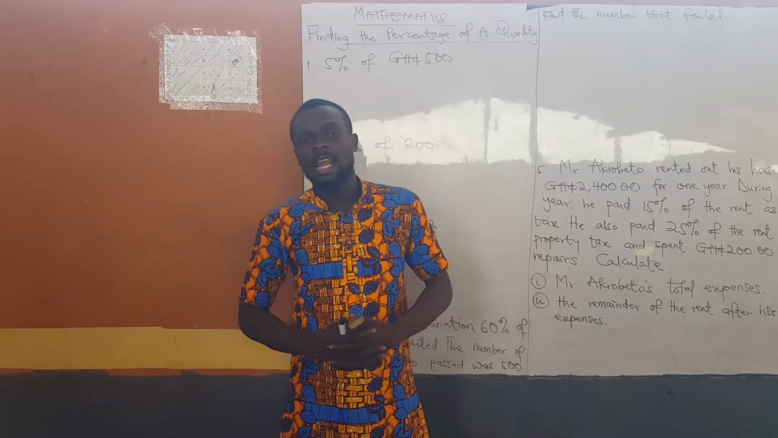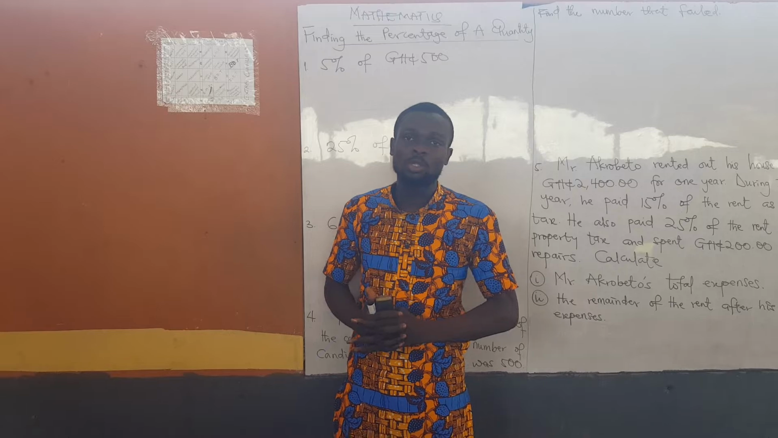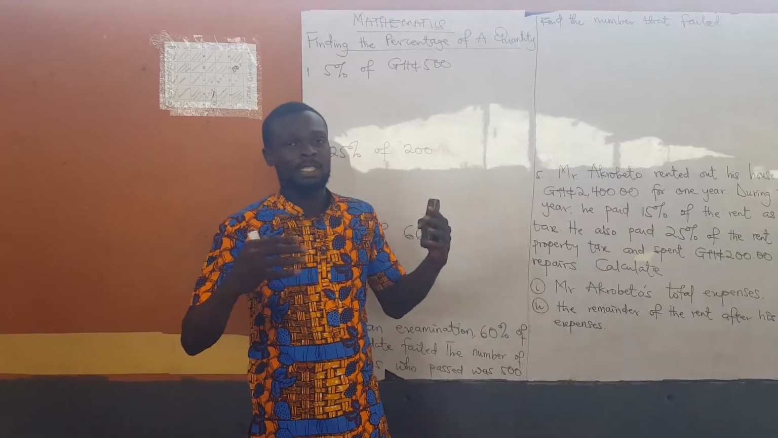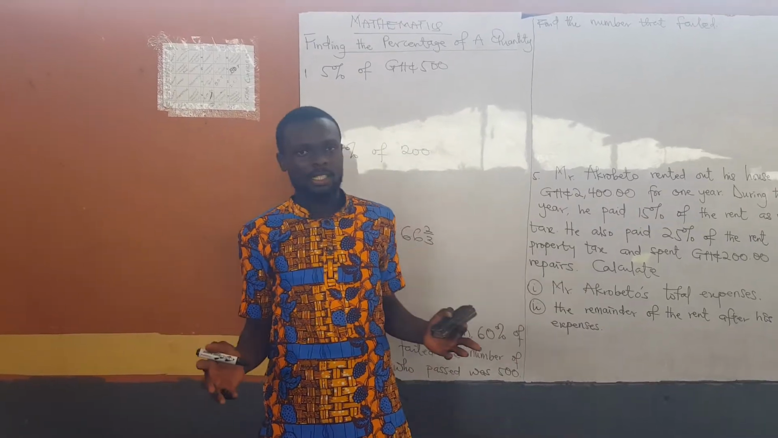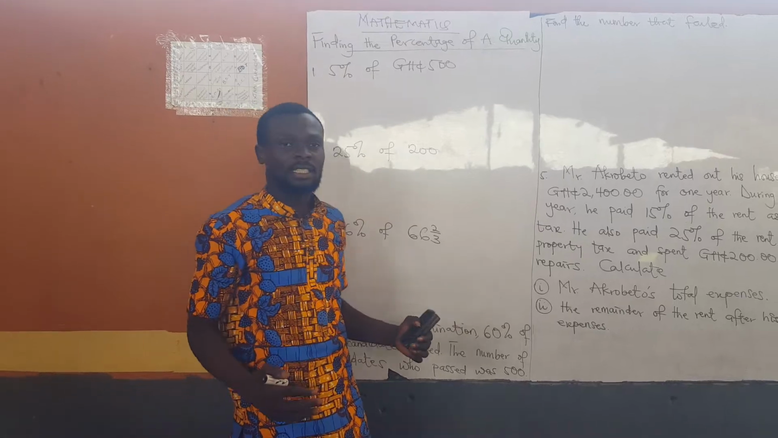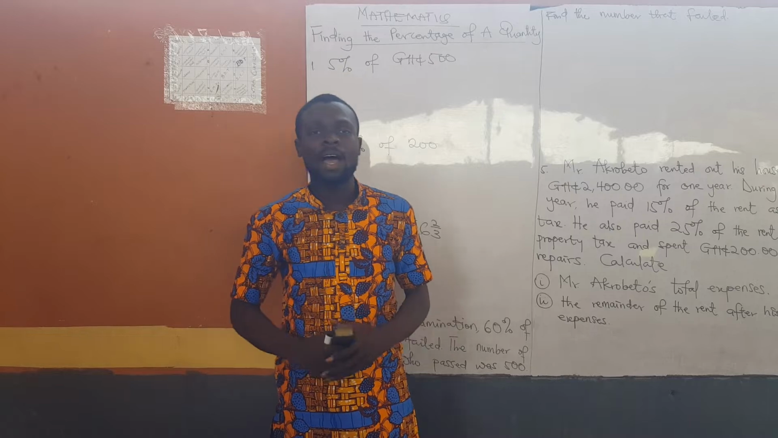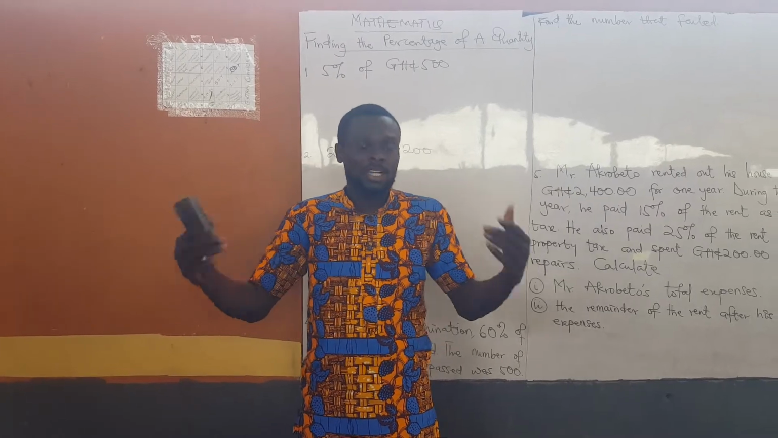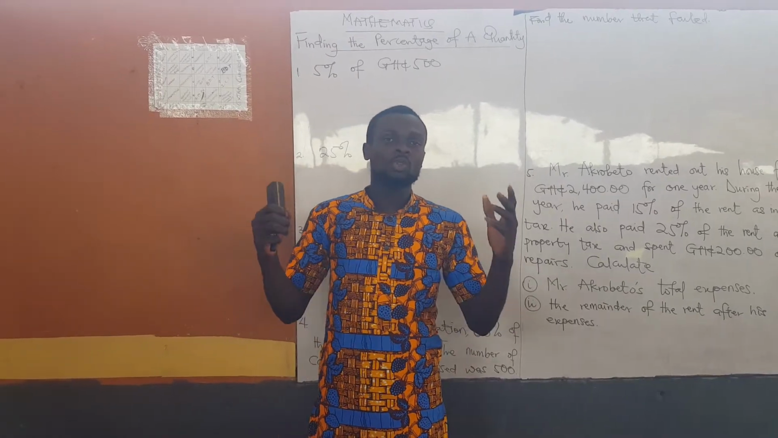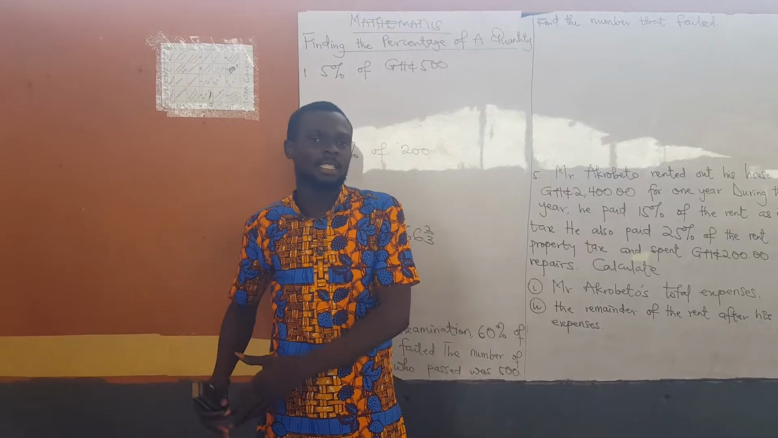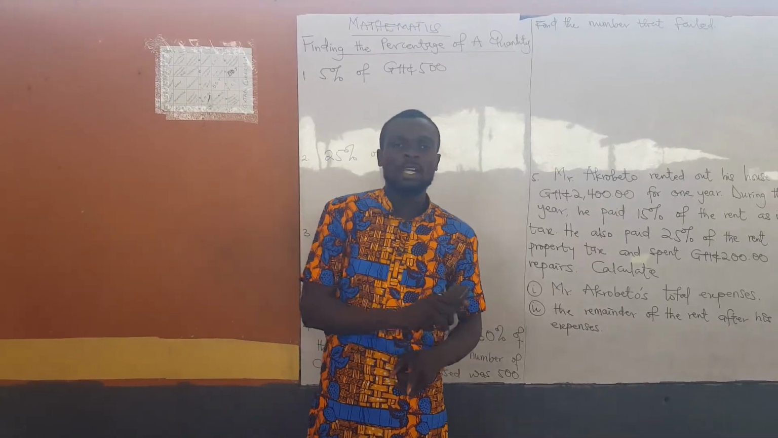Just as we started last week with percentages, today we want to look at finding the percentage of a quantity. Now, if you are being asked to find the percentage of a quantity, you are just going to multiply the given percentage times the quantity.